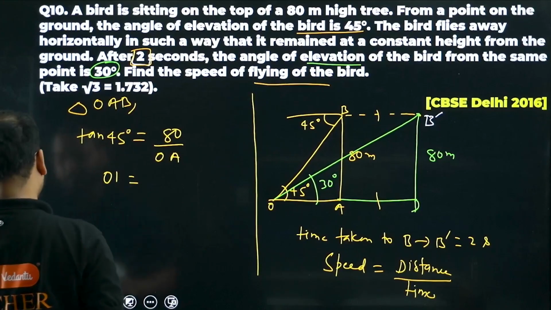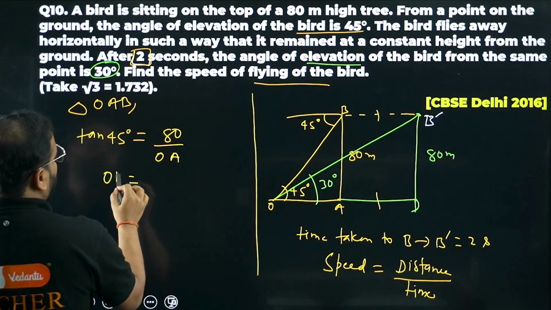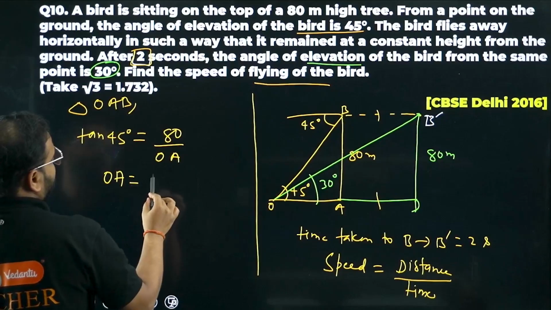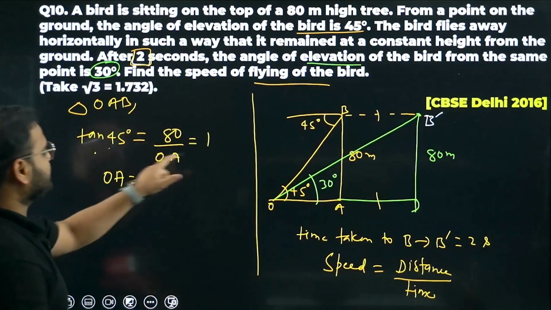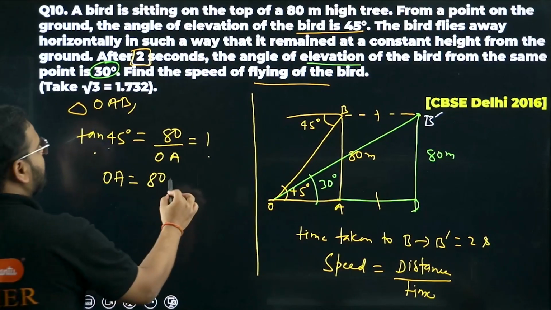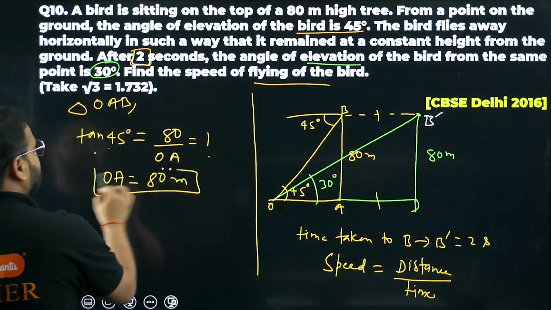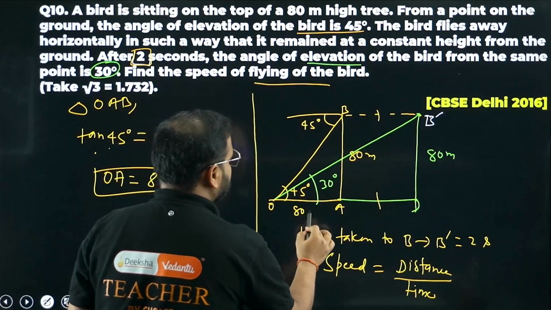What is OA, sir? Please check. OA is going to be 80 only, no? Because tan 45 is how much, sir? 1, right? Tan 45 is 1. So we can write this as OA is 80 meters. We're getting this value as 80 meters only.